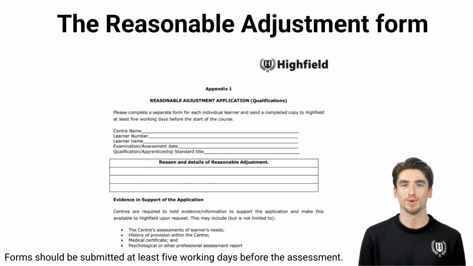If you would like to request a reasonable adjustment, you will need to fill out Highfield's reasonable adjustment form. This can be found in the member's home download area under Highfield Forms. Centres are required to have evidence to support the application, which may include a centre assessment of the learner's needs, the learner's history of provision within the centre, a medical certificate, or a psychological or other professional assessment report. The form must be submitted at least 5 working days before the learner sits their assessment to allow Highfield to review the request.